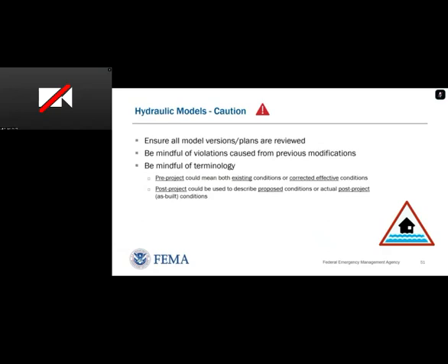So technically, pre-project could mean both existing conditions or corrected effective conditions, and post-project is typically used to describe proposed conditions or actual post-project as-built conditions. So these terms are used fairly interchangeably. So when they're using these terms either in their topographic work maps or their narratives, we want to make sure that we as reviewers understand exactly what part of the process they're referring to when they say pre-project or post-project. Otherwise, we might be reviewing something that is not actually the correct iteration.